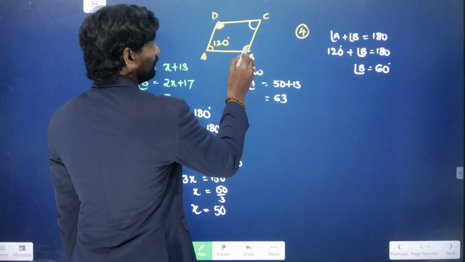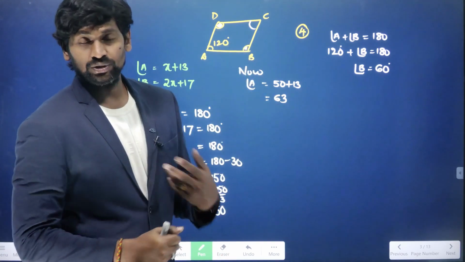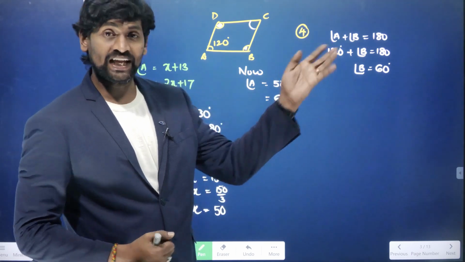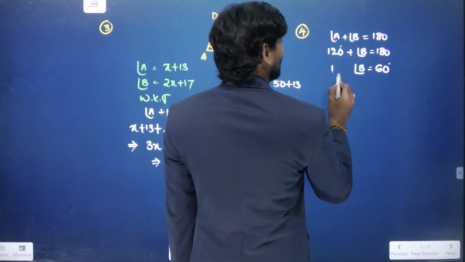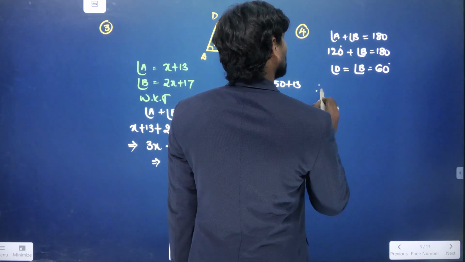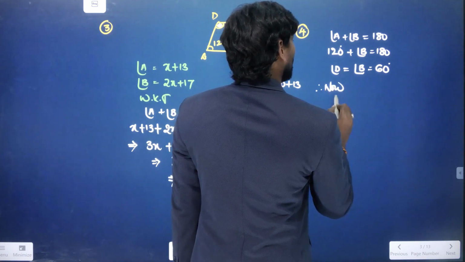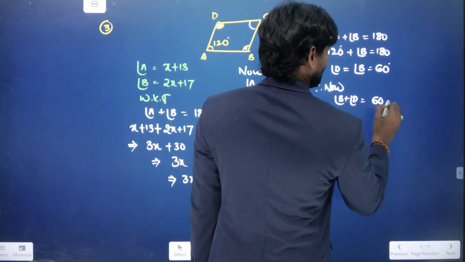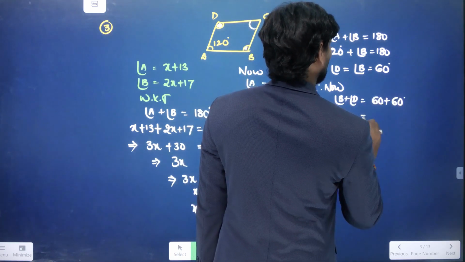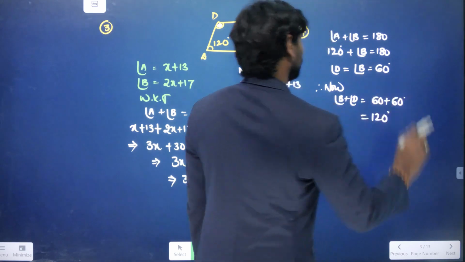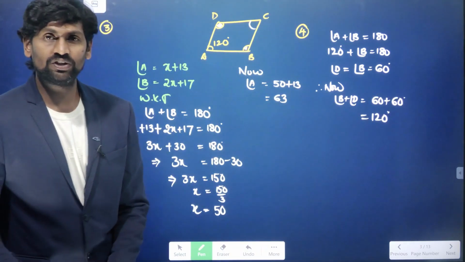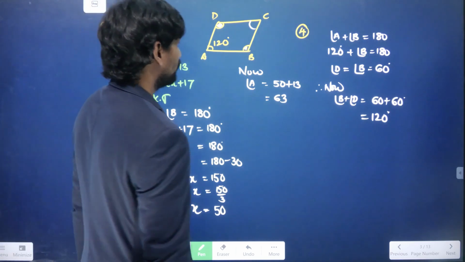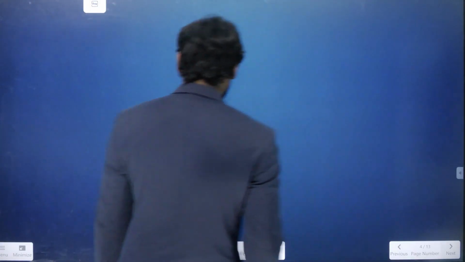Angle D and angle B are both equal according to the property of a parallelogram: opposite angles are equal. That means angle D is also 60 degrees. Now we need to find angle B plus angle D. So 60 plus 60 equals 120. Completed. Okay. So let us move on to the next question.